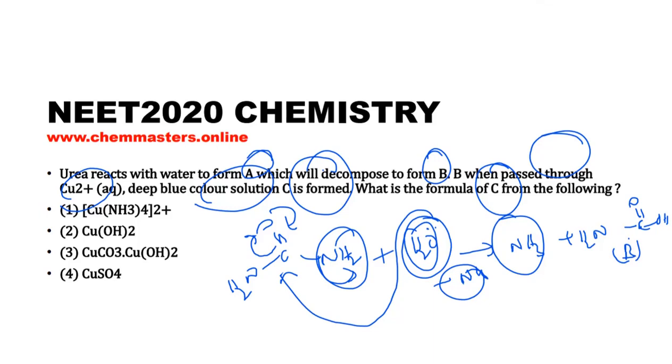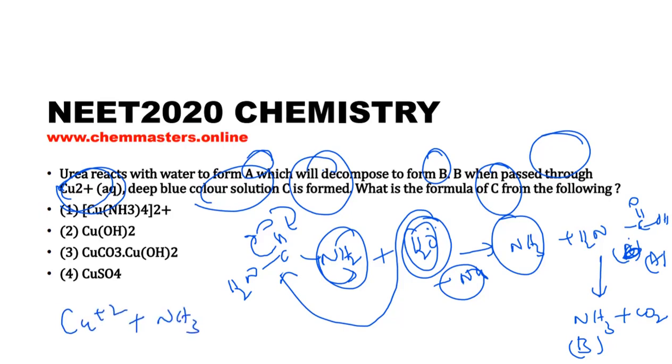Here it is A. So urea reacts with water to form A, which will decompose to B. On decomposition of this, it produces ammonia and carbon dioxide. So here ammonia is B. Okay, so B is going to react with Cu2+ aqueous solution. Now copper 2+ reacts with ammonia, right, and produces here [Cu(NH3)4]2+. That's why option 1 is the correct answer.